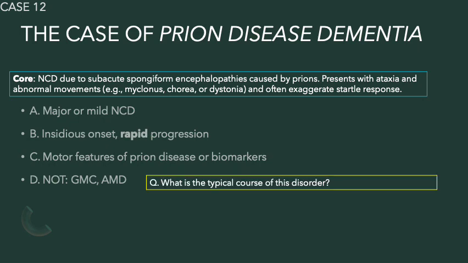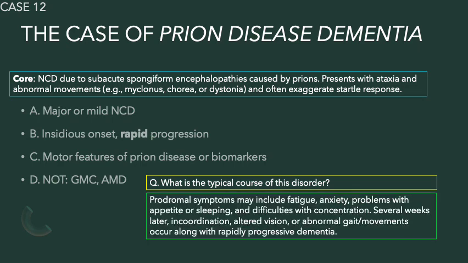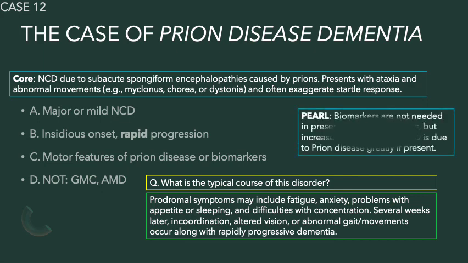In responding to the question, what is the typical course of this disorder? Prodromal symptoms may include fatigue, anxiety, problems with appetite or sleeping, and difficulties with concentration. Several weeks later, incoordination, altered vision, or abnormal gait or movements occur along with rapidly progressive dementia. As a pearl, biomarkers are not needed in the presence of motor features, but increase confidence that neurocognitive disorder is due to prion disease greatly if present.